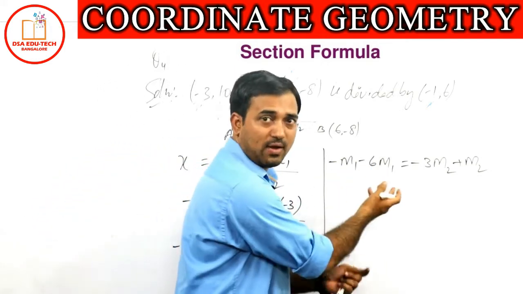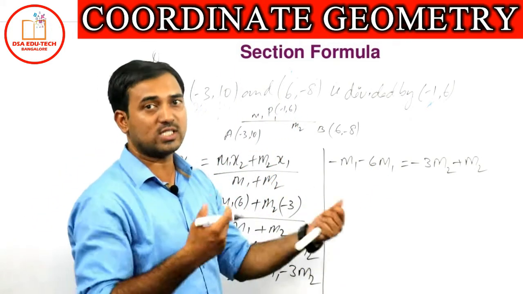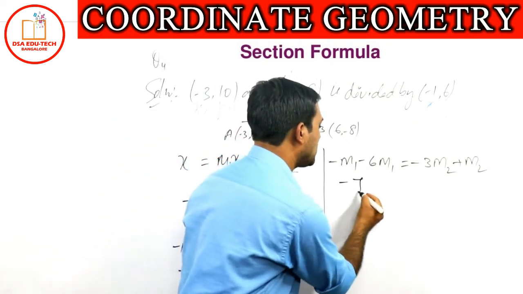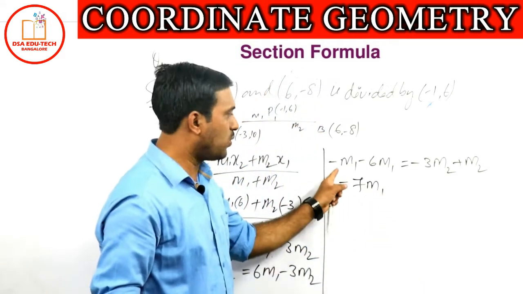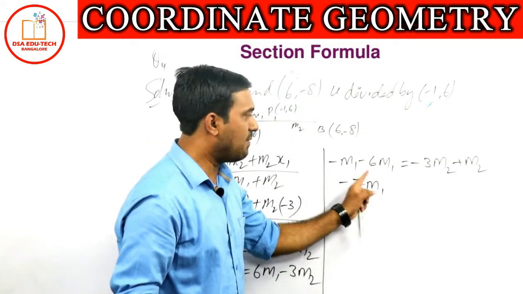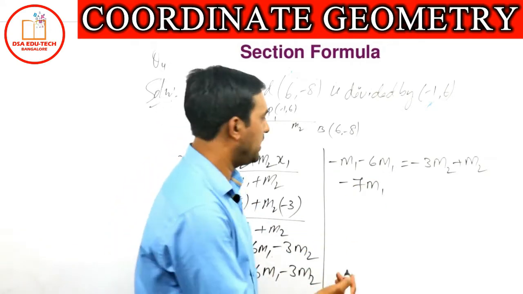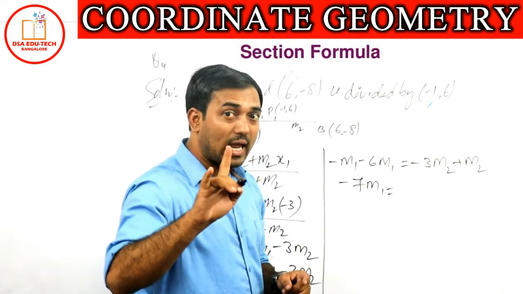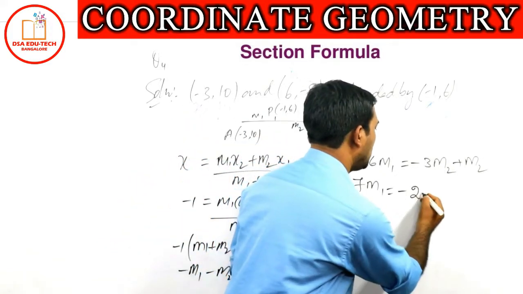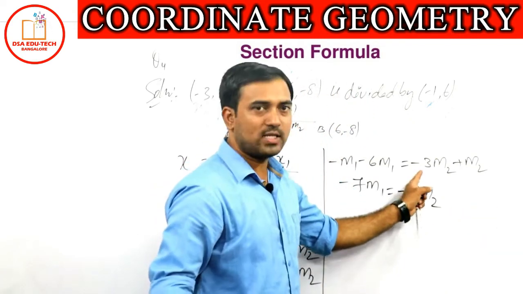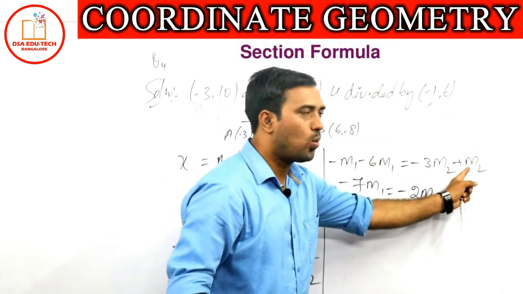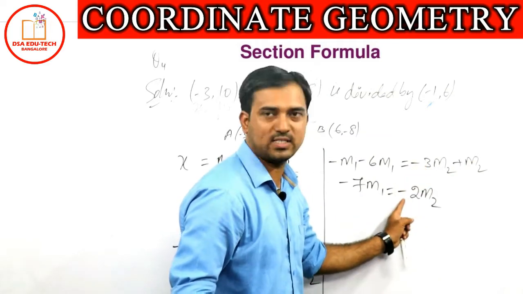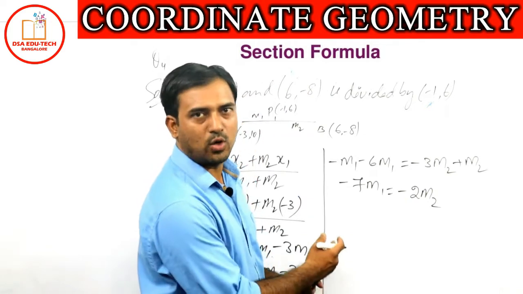Now m1 terms are like terms, and we can add or subtract depending on their signs. So minus m1 and minus 6m1 is minus 7m1. Nothing is there means 1, right? So 1 plus 6 is 7, m1 as it is, with a minus sign because both are minus, equal to minus 3m2 plus 1m2, which is minus 2m2. How? Plus and minus, so we subtract them: 3 minus 1 is 2, and we take the sign of the greater number, minus 3 is greater, so I have taken the minus sign. Now hope you understood, right?